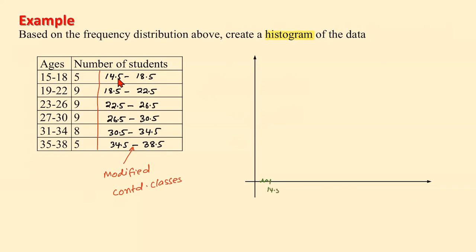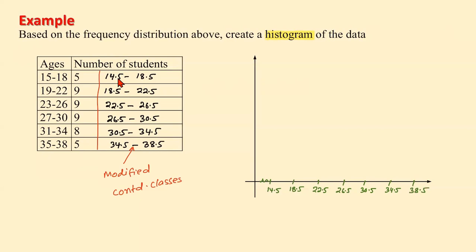So 14.5 to 18.5, 18.5 to 22.5, 22.5 to 26.5, 26.5 to 30.5, 30.5 to 34.5, and then 34.5 to 38.5. So these are the classes.